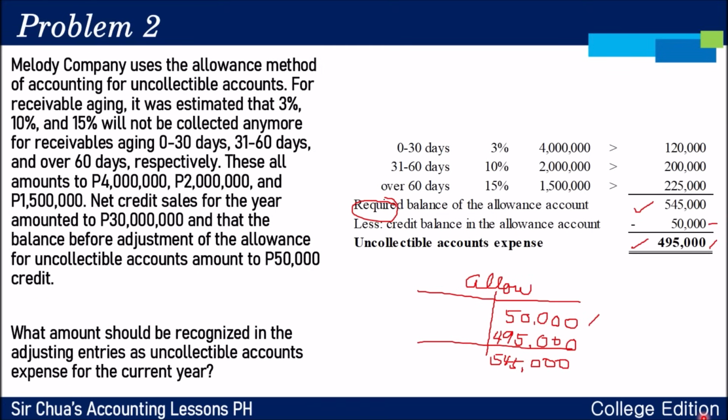Sir, paano pag debit? Di ganito lang. Pag debit, add. Pag credit, minus. Okay? Then you apply the analysis that I told you. Again, kapag ka debit balance before adjustment, add nyo yun. And then, pag credit naman, minus nyo yun. Okay? So, that's problem number 2.